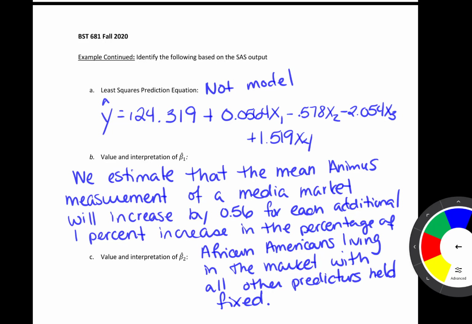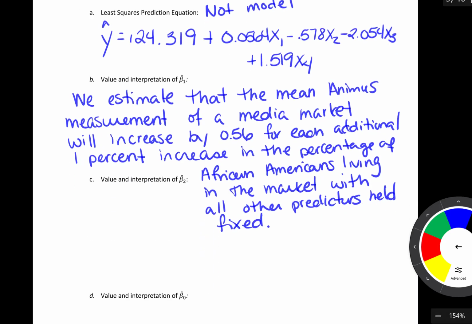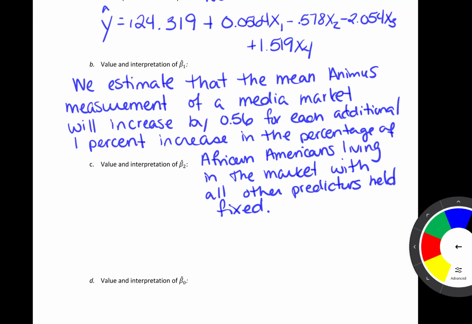We estimate that the mean animus measurement. Remember, anytime we're talking about our prediction equation, we're talking in terms of the mean of the response variable. So we estimate that the mean animus measurement of a media market will increase by 0.56 for each additional 1% increase in the percentage of African Americans living in the market, with all other predictors held fixed. You'll notice this is very similar to the interpretation we had for the corresponding parameter. Take a moment, pause the video, and see if you can find the value in the interpretation of beta hat 2.